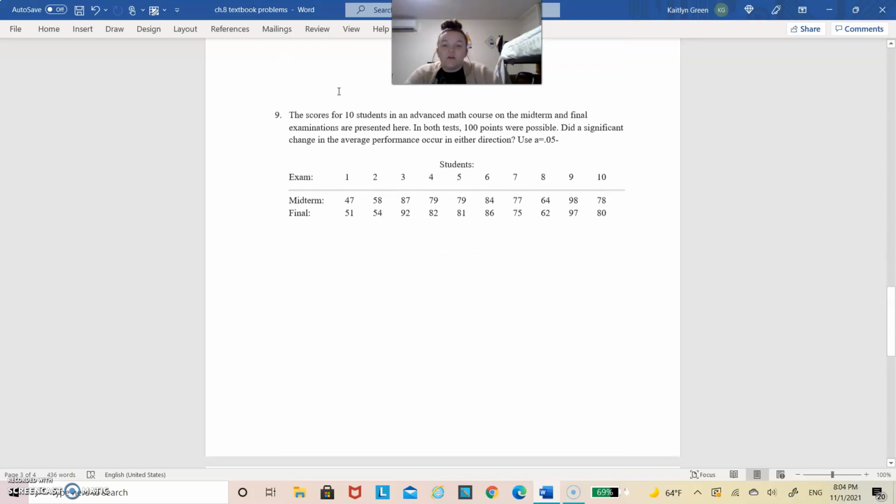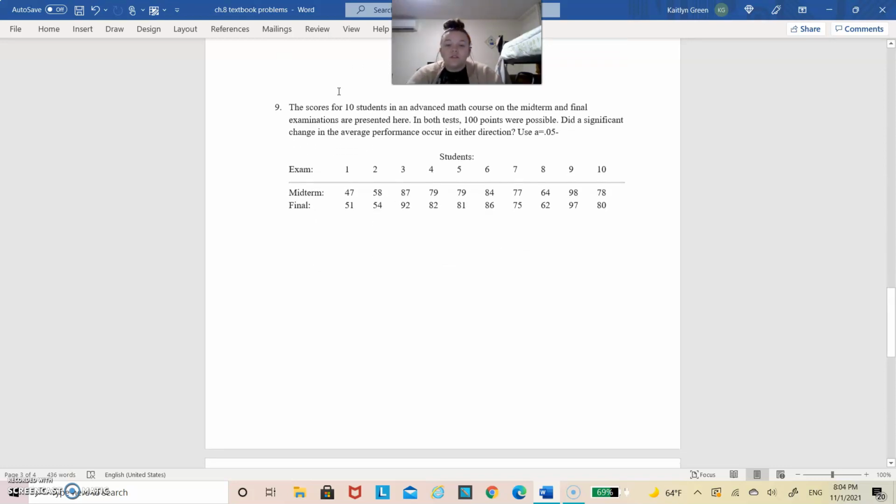Going on to number 9, it says the scores for 10 students in an advanced math course on the midterm and final examinations are presented here. In both tests, 100 points are possible, and then it asks, did a significant change in average performance occur in either direction? Since it says either direction, we know that it's going to be a two-tailed test, and we have an alpha of 0.05.